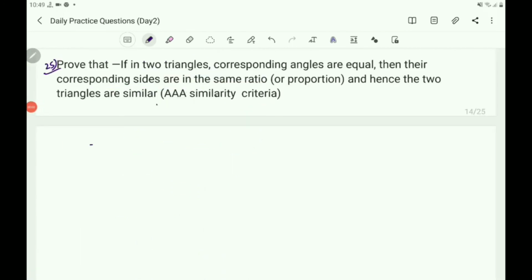Next, 25th question. Prove that if in two triangles corresponding angles are equal, then their corresponding sides are in the same ratio or in the same proportion. They are in proportion, and hence the two triangles are similar. It is a statement of AAA similarity criteria, and it is a theorem in the chapter triangle.